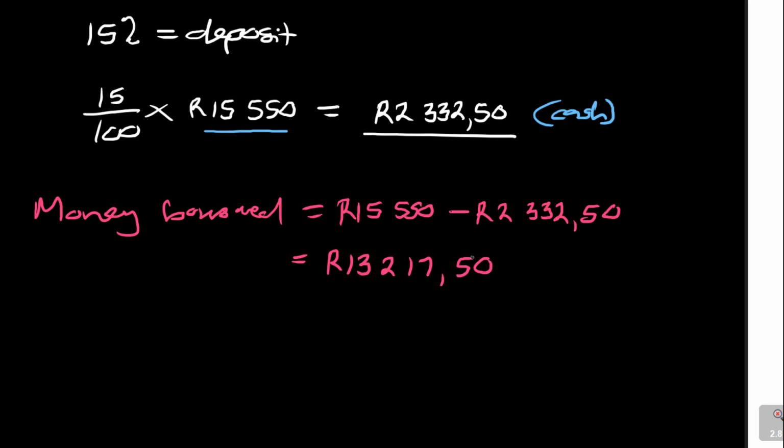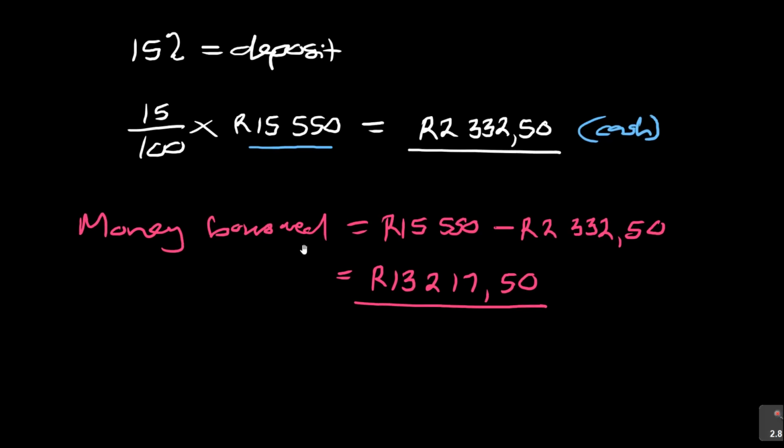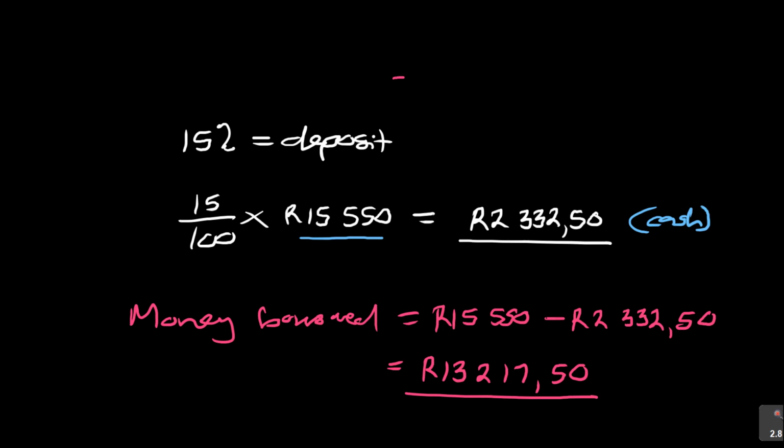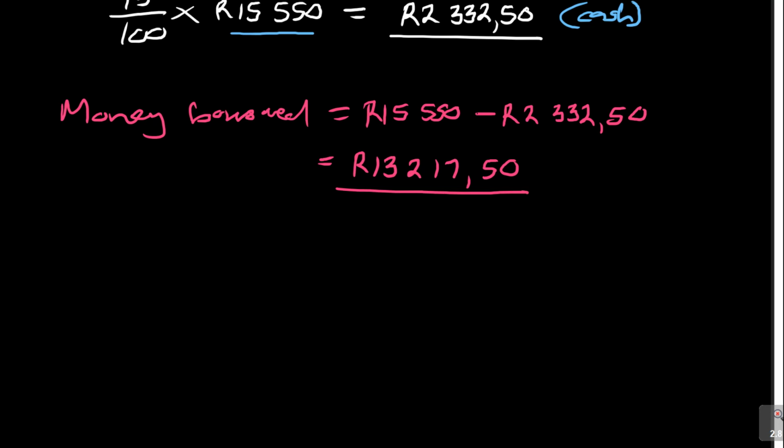13,217.50. That's the amount which you don't have, and they are happy or ready to assist you with. So that's what you do there. That's the first question. What is that question? It was 2.1.1. So you understand, that's your 2.1.1.